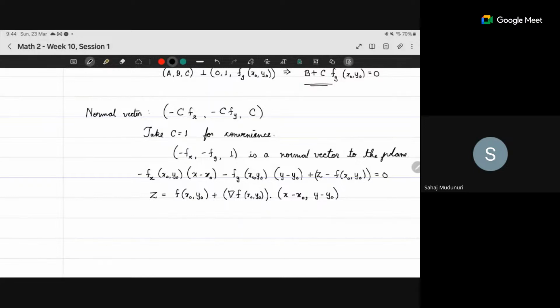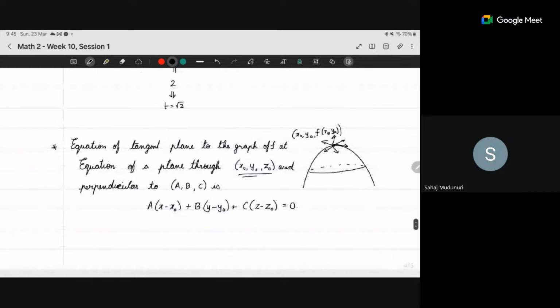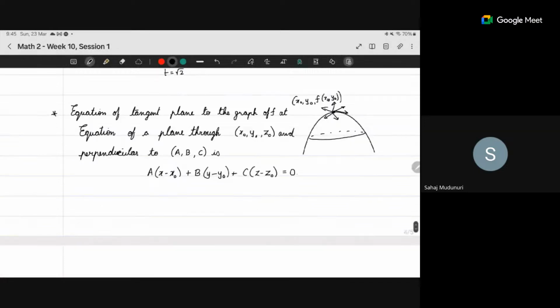Sir, can you explain from below the c equal to 1 for convenience, after you got that equation? The last two lines. Okay. c, I can take anything so long as this thing does not become 0. So I can take c equal to 1. So now I have all the pieces of data that I need to find the equation of the plane. If you remember, I wanted a point and a normal vector. Now I have the point (x0, y0, f(x0, y0)) and the normal vector (-fx, -fy, 1).